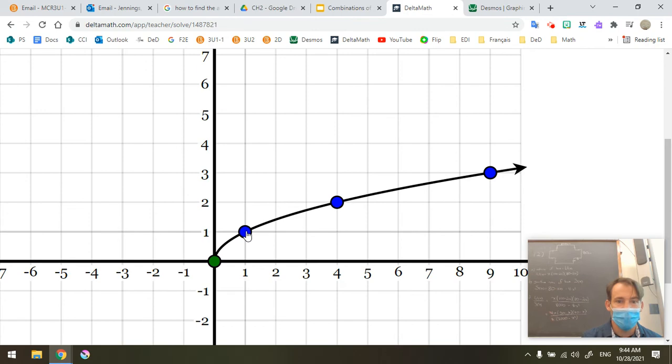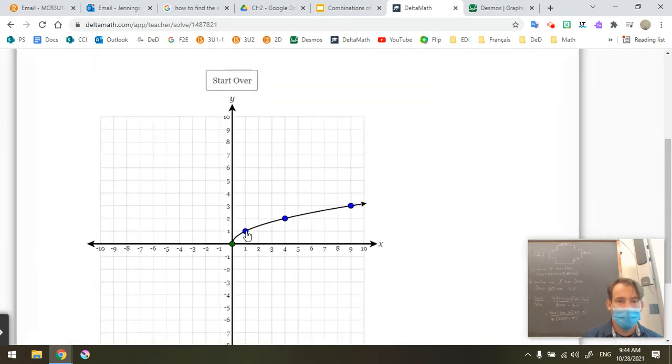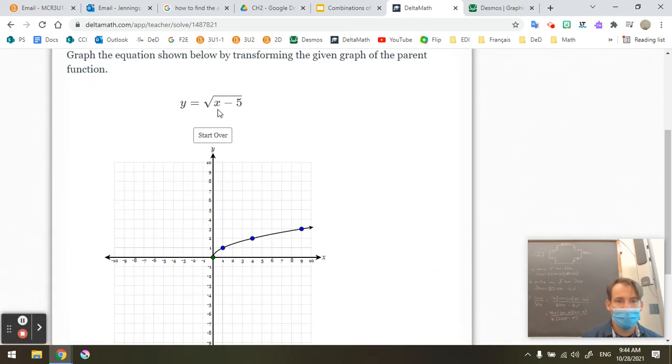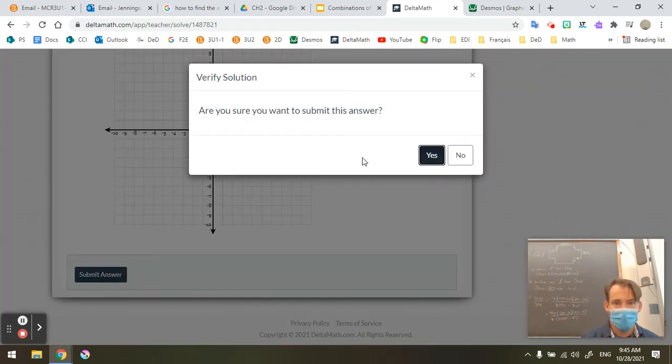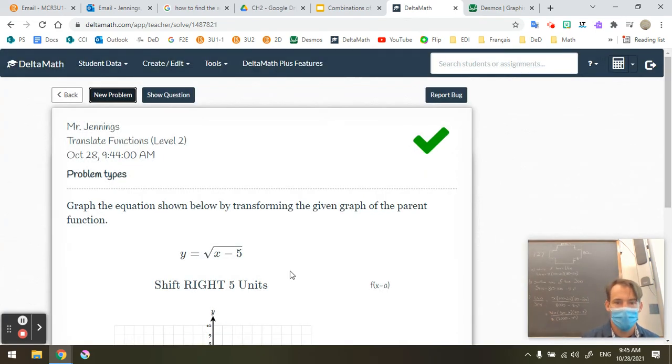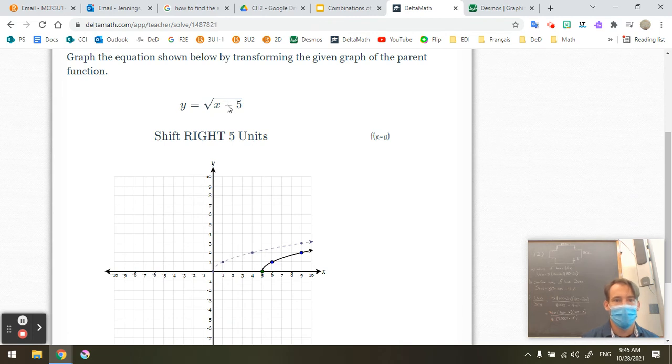The point in the parent function is 1, 1. If I want to see what happens to that point, and I want an output of 1 there, I would need 6 minus 5 to create that one. The x value that would produce that is 5 over. So I'm going to grab this parent function, move it over by 5, and say that's done, submit answer. It says, are you sure? I say yes, and it says, yes, you are right. Shift right 5 units. When I subtract from inputs, it shifts right. When I add to inputs, it shifts left.